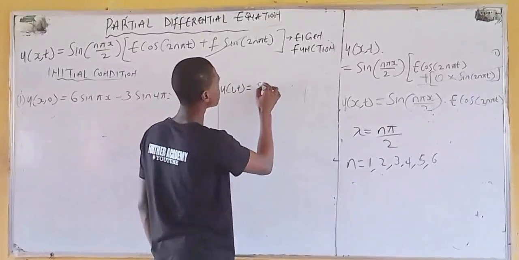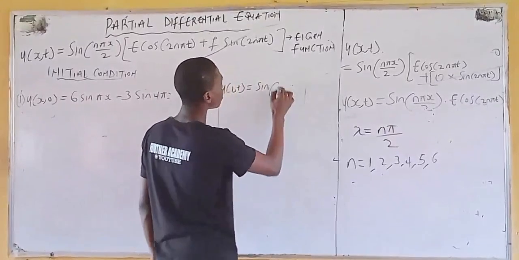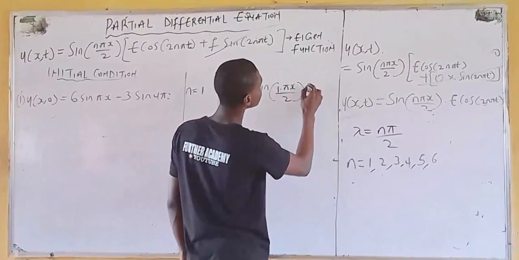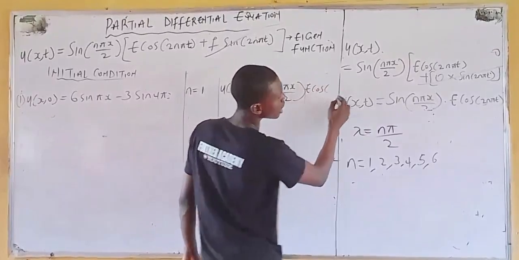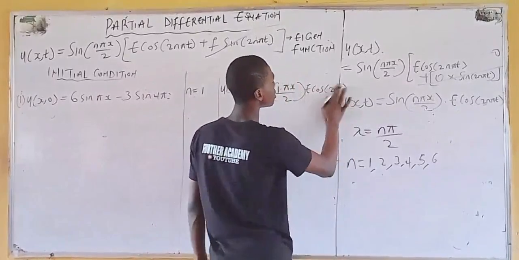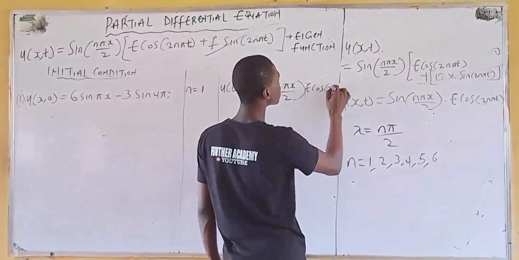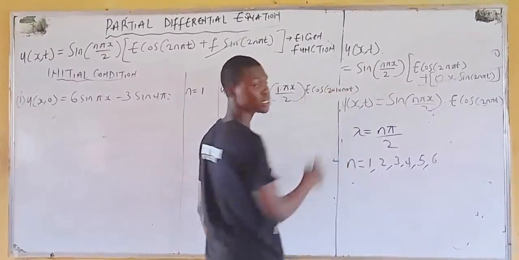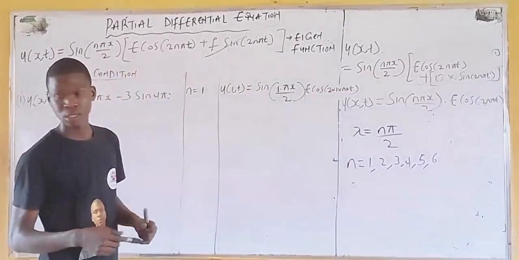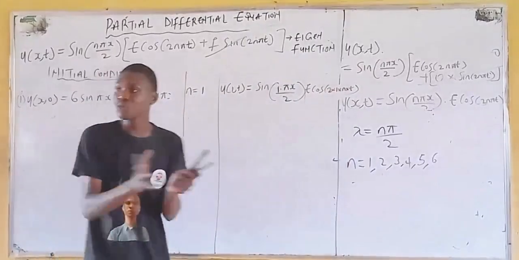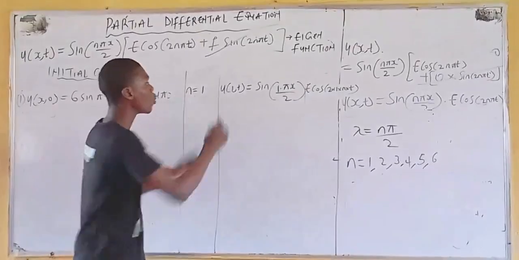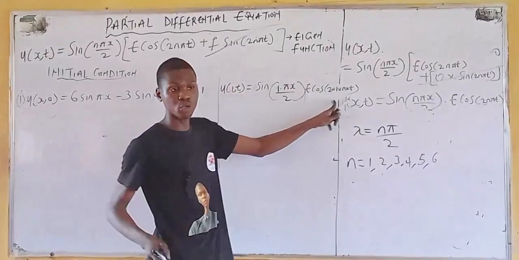is equal to sine of 1 times pi x over 2, times cos of 2 times 1 times pi t. This is when n equals 1. I said you write a series solution, but let's continue. When n equals 1, this is your wave equation, right?